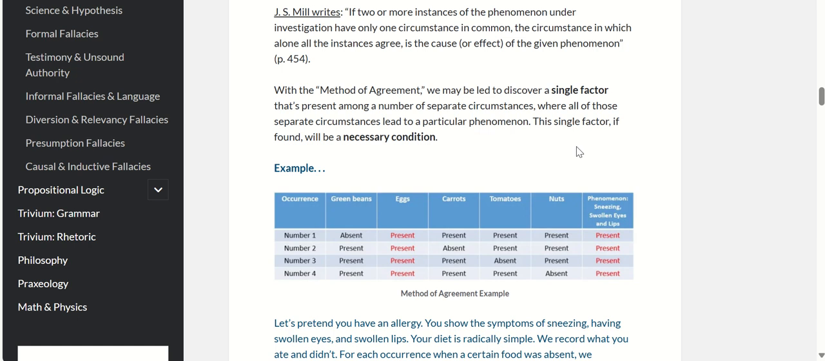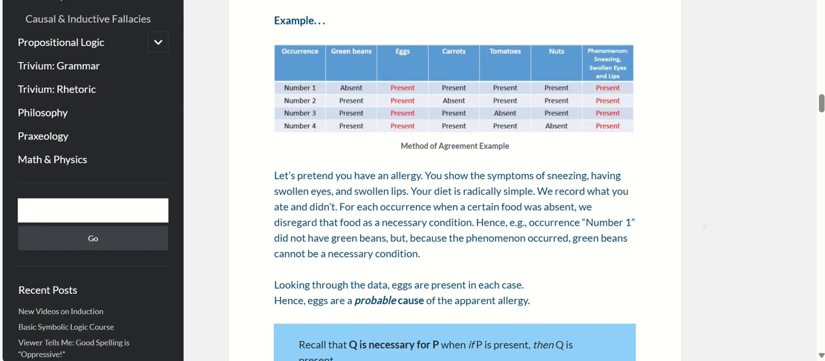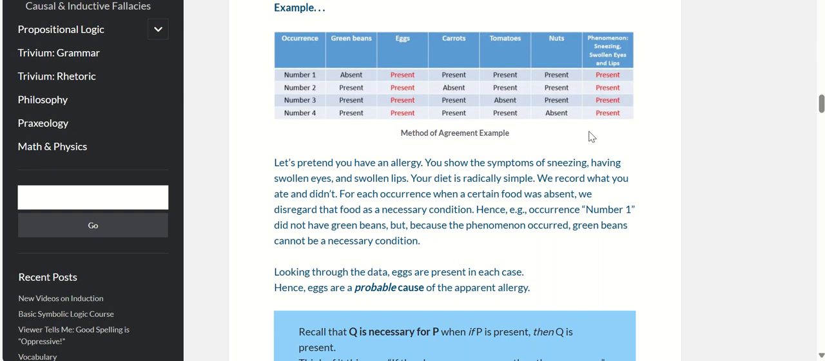This single factor, if found, will be a necessary condition. So here is an example I give of the method of agreement. We have occurrences, and we have green beans, eggs, carrots, tomatoes, nuts, and we have this phenomenon of sneezing, swollen eyes, and lips. Let's say you have an allergy. Let's just pretend. And you show these symptoms of sneezing, the swollen lips, the swollen eyes.